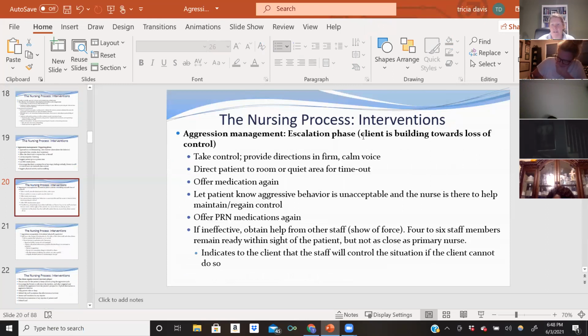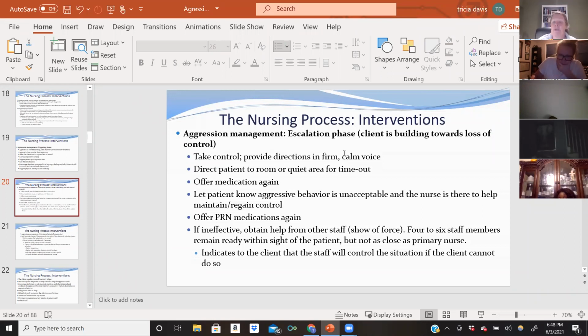In the escalation phase, the client is building towards loss of control. So sometimes we as the provider might have to take control. Now we are going to provide firm directions in a calm voice. "James, your behavior is not acceptable. I need you to come over here to the seat. I need you to sit down. Your behavior is causing other people to feel uncomfortable."